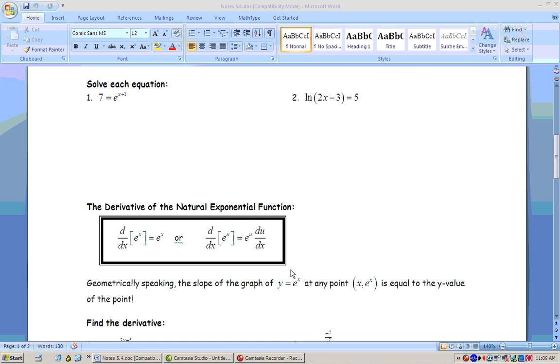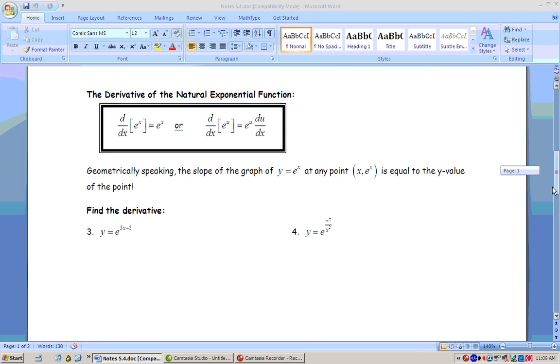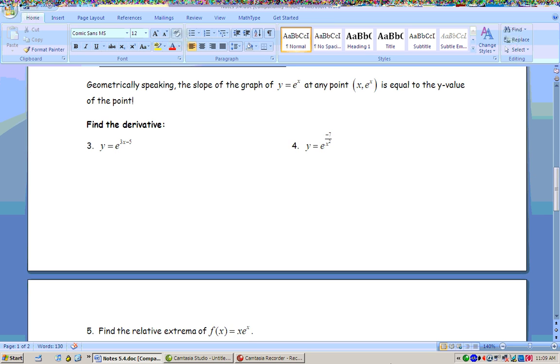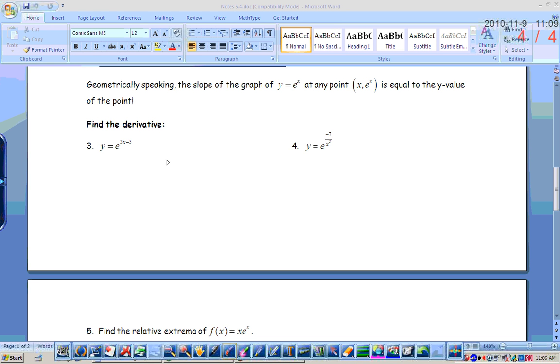All right. You're going to throw yourself a party every time you have to take the derivative of e to the x because it's so easy. You're going to be so excited. Yeah, woohoo.